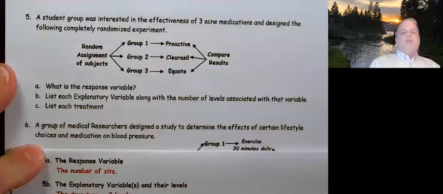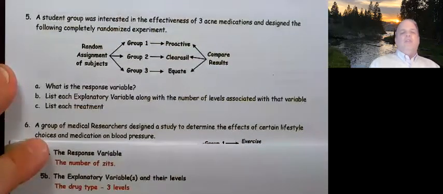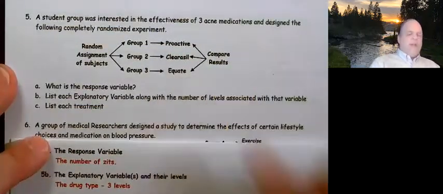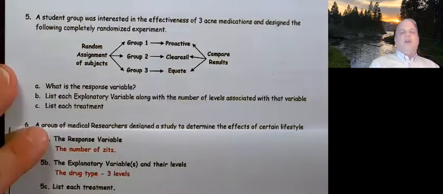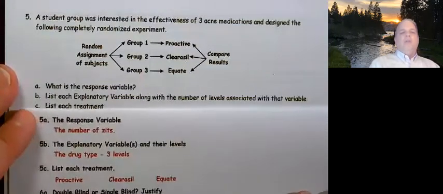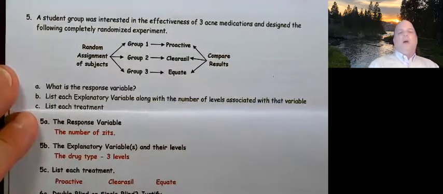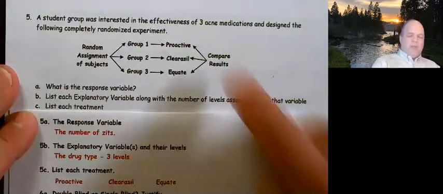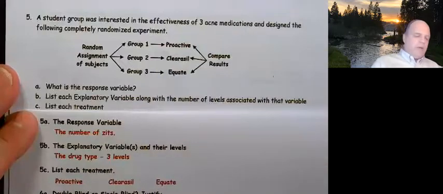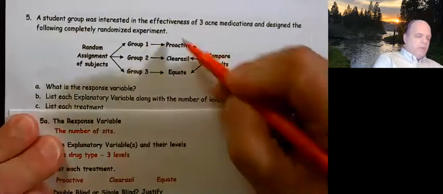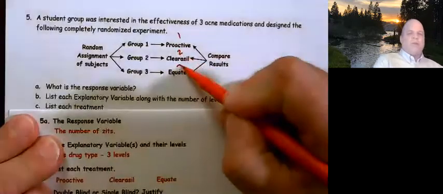The explanatory variable in this case is the drug, and we happen to have 3 levels: Proactiv, Clearasil, and Equate. So when we go to list our treatments, it's very simple: Proactiv, Clearasil, and Equate. And we have 1, 2, 3 treatments, and we can see that on the diagram, because this is treatment 1, treatment 2, treatment 3.